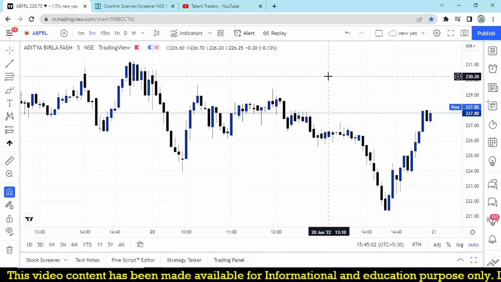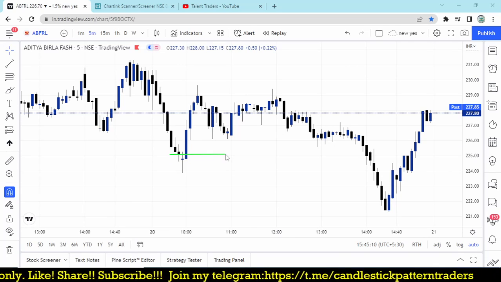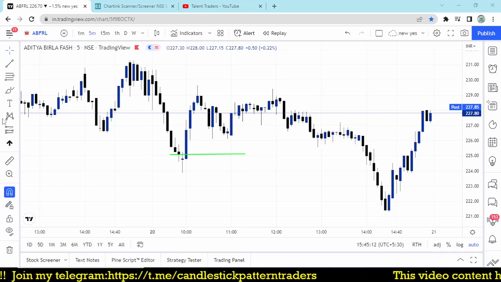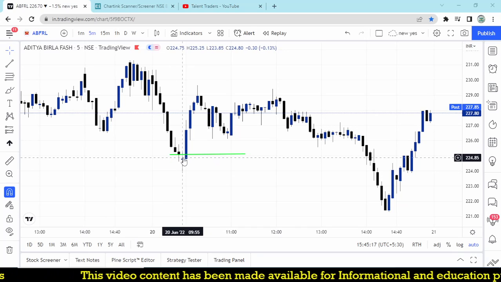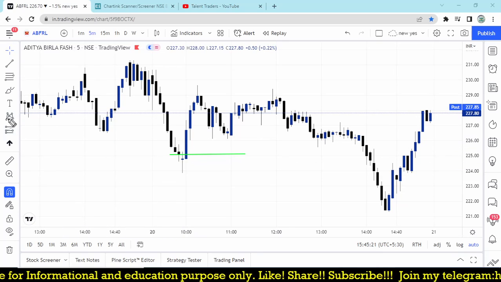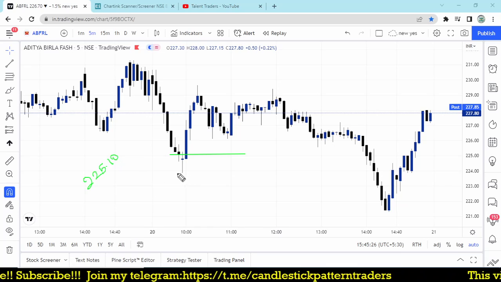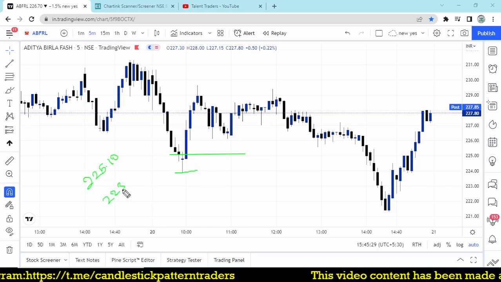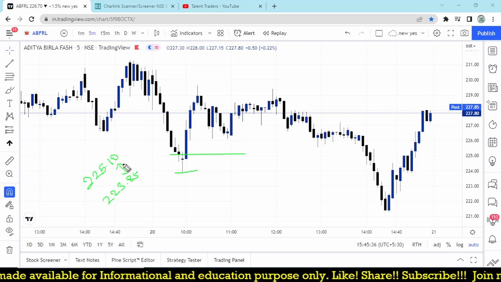At this time only we get the signal triggered. So exactly that point where we got a signal triggered, right? Immediately when the signal is triggered, the market is moving down to 223.85. So where we get a signal alert around 225.10, it fell down to 223.85. This is the quick scalping, almost 1.2 rupees generated as a scalping profit.